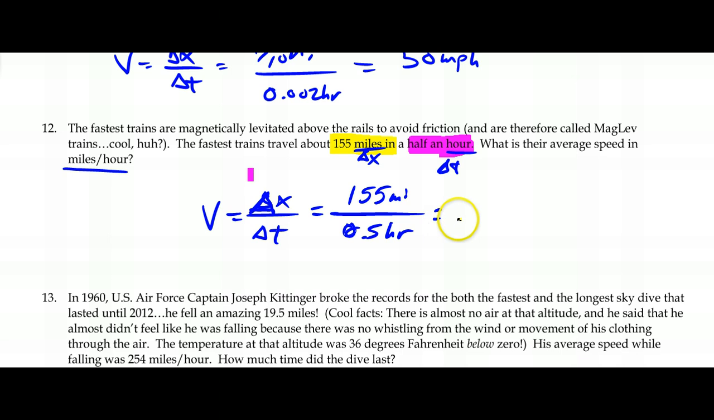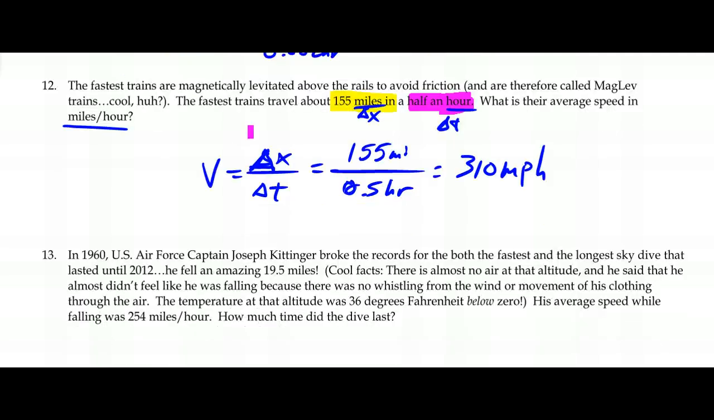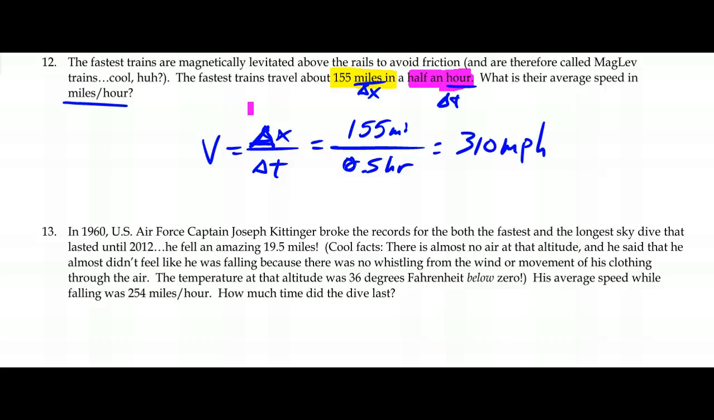155 divided by 0.5 is going to give us 310 mph, miles per hour. So that's faster than most small aircraft fly, propeller aircraft. That's a pretty good speed for a train.